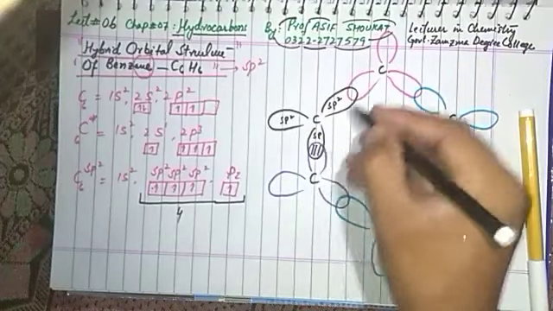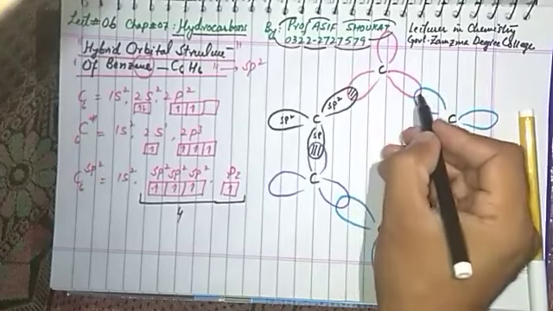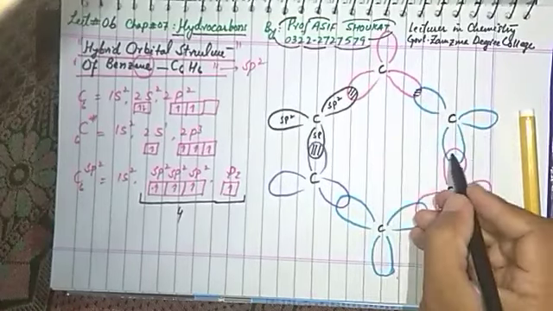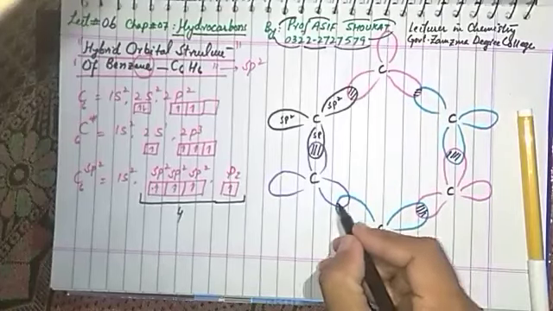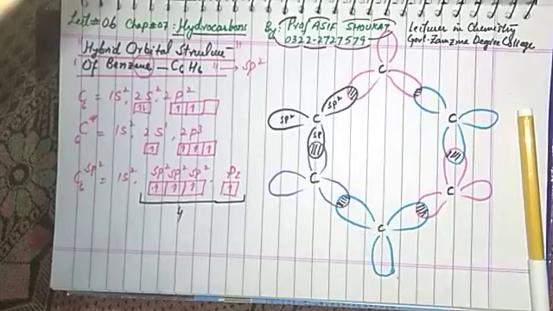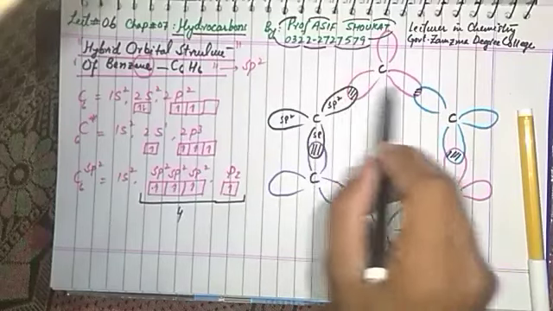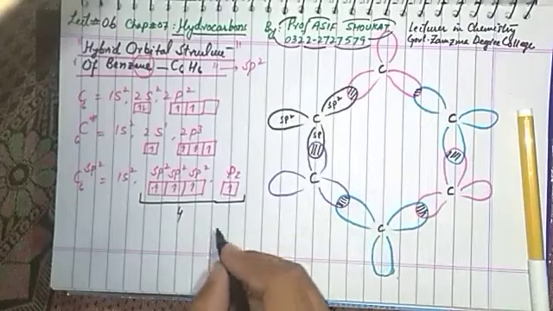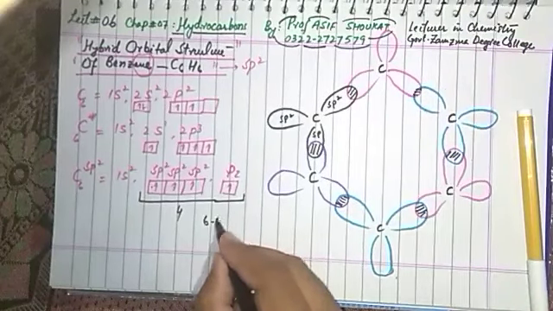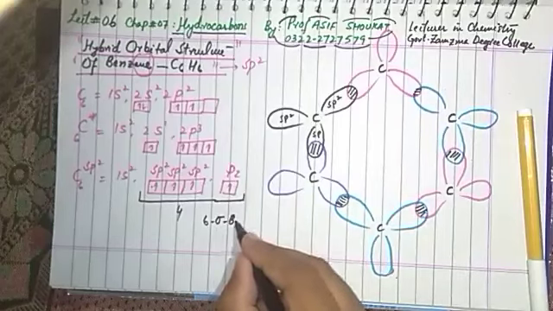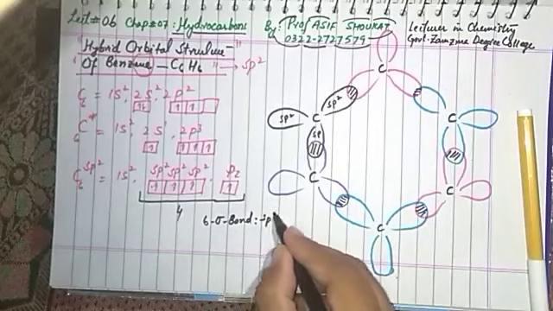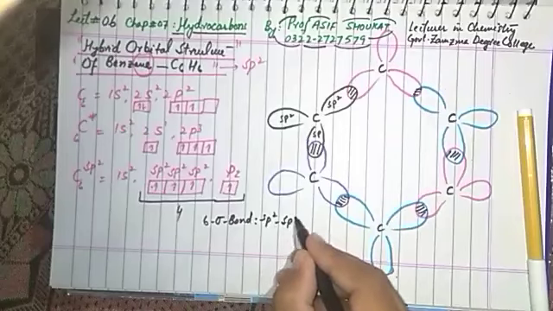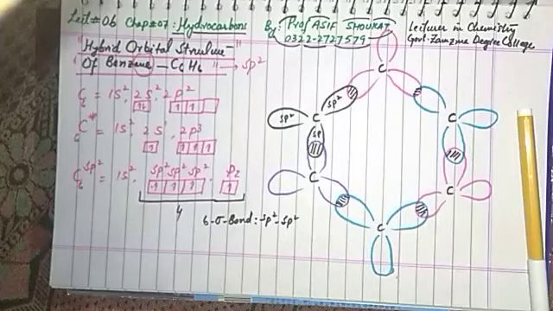What about this overlapping black one? This black overlapping is between sp2 and sp2. This overlapping yields a sigma bond. Why? Because it is head-on overlapping. Count it: 1, 2, 3, 4, 5 and 6. You can write 6 sigma bonds between sp2 and sp2.